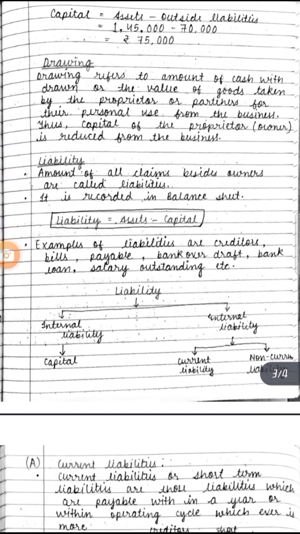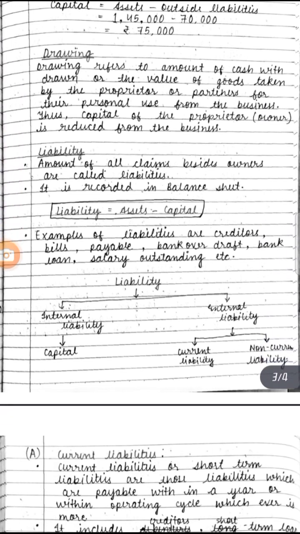The next heading is liability. Liability means the amount of all claims besides the owner's are called liabilities. Examples of liabilities are creditors, bills payable, bank overdraft. These terms indicate that the firm is liable for these items. Liabilities can be calculated from assets minus capital by using the formula.